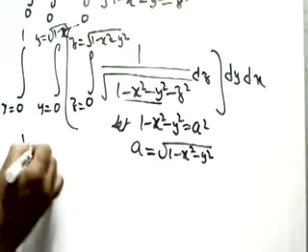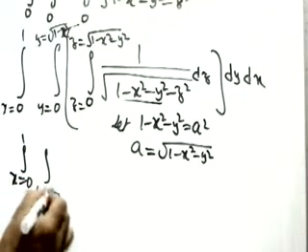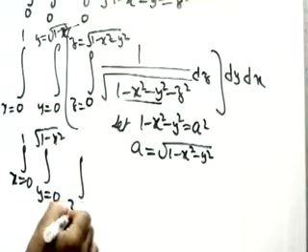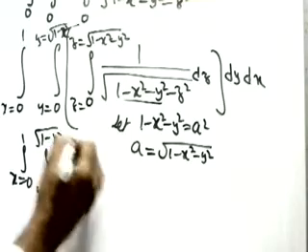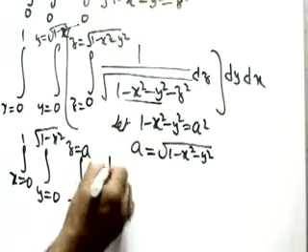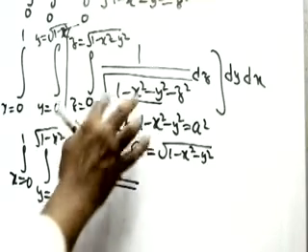So you write the other terms as they are. Integration x equals 0 to 1, integration y equals 0 to under root of 1 minus x square, integration z equals 0 to z equals to, watch carefully, this value we have taken as a, so I'm writing a. Now what is left here?